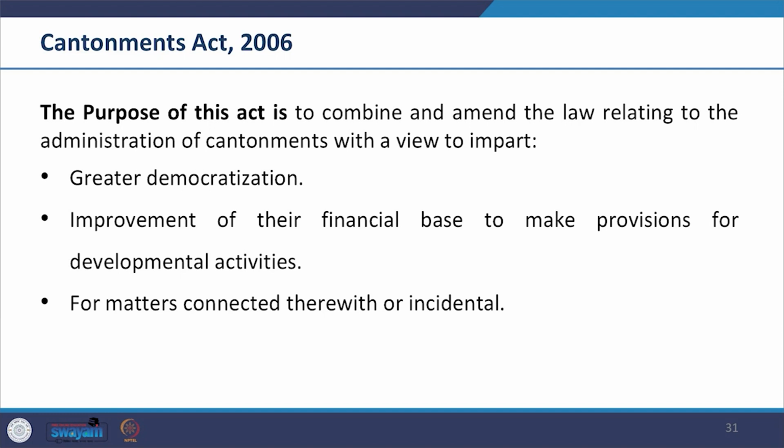Impart greater democratization. So you have also seen in the 73rd and 74th Constitutional Amendment Act, the purpose was a more democratic system of governance. So here we look at greater democratization and further improvement of the financial base to make provision for development activities and for matters connected with all these cantonment areas.